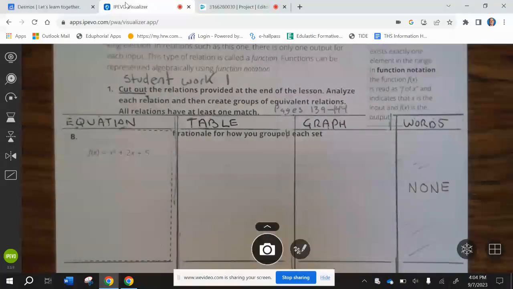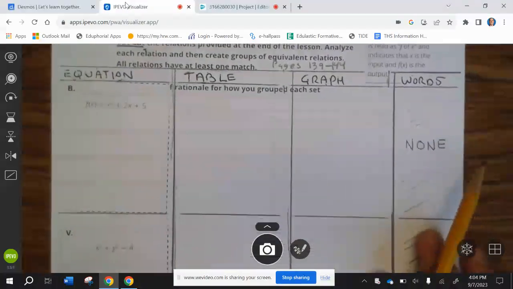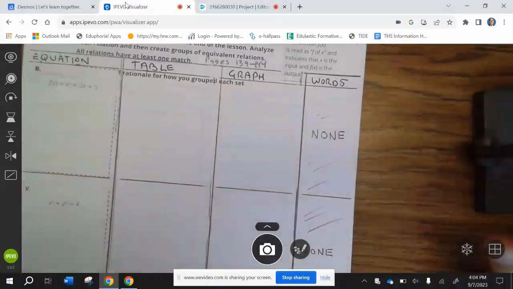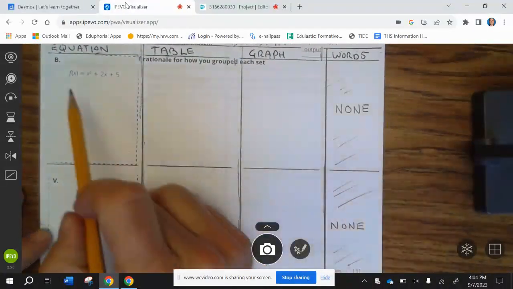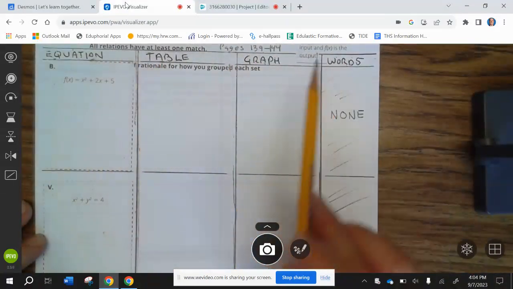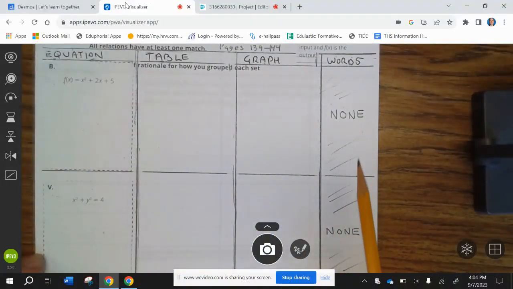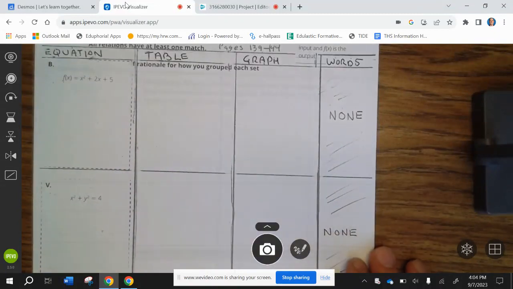Okay, then you're going to glue this here and this here. So you're going to glue B and V, and you're going to make a chart for equation, table, graph, and words. Now in this case, B and V have no words that glue down. Okay? All right, let's take a look at the next page.